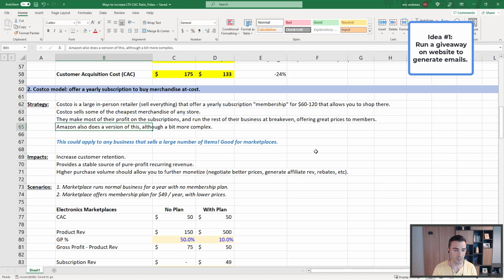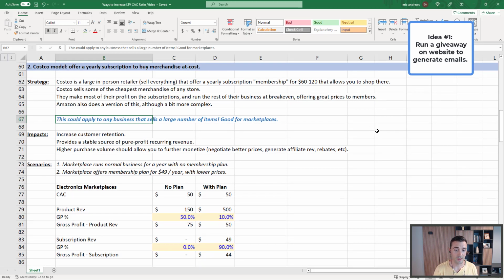Obviously, Amazon does a version of this. Many companies do a version of paying a subscription and getting certain benefits and services for a big retailer or a big marketplace. So this is a good thing to think about. It could really apply to any business that sells a lot of things, giving people a membership plan and then giving them a lot of value behind the membership.